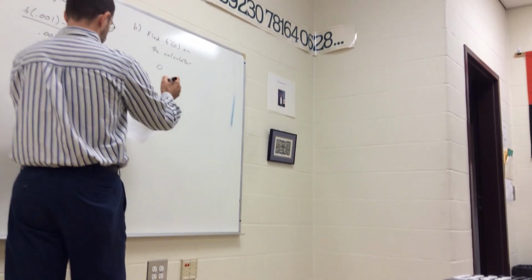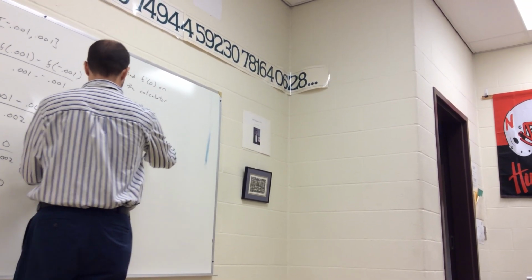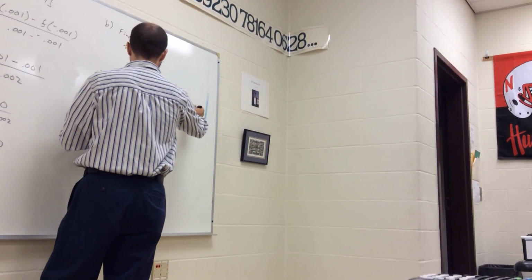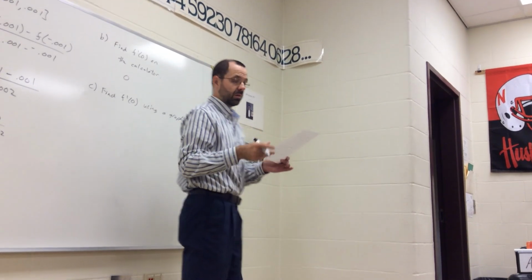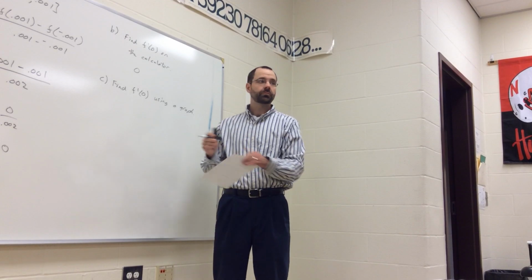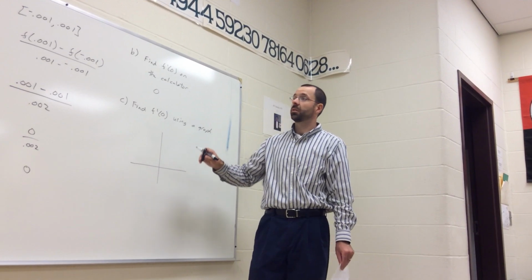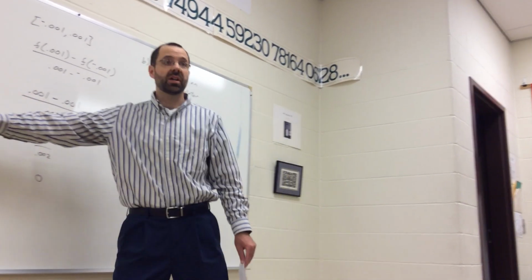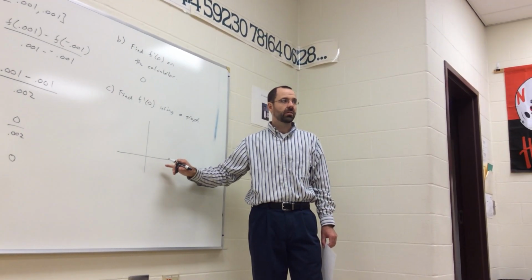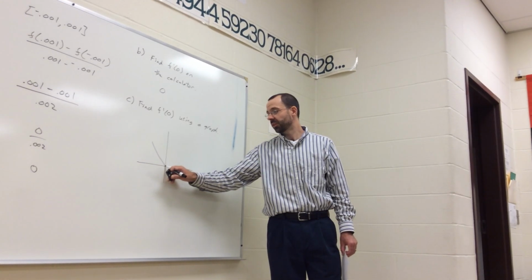Okay, so now we're going to find f prime at 0 using a graph. So we're going to graph the function y equals the absolute value of x. What does y equals absolute value of x look like? It's a v, good.